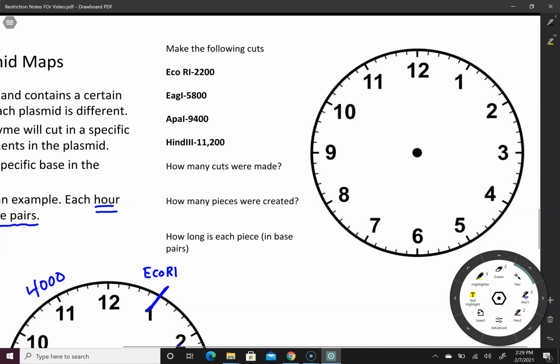EcoRI is going to cut at 2200. So 2200 is going to be right there. And we know that because each hour represents 1,000. And let's just put an EC for that one because I kind of ran out of paper on that side.